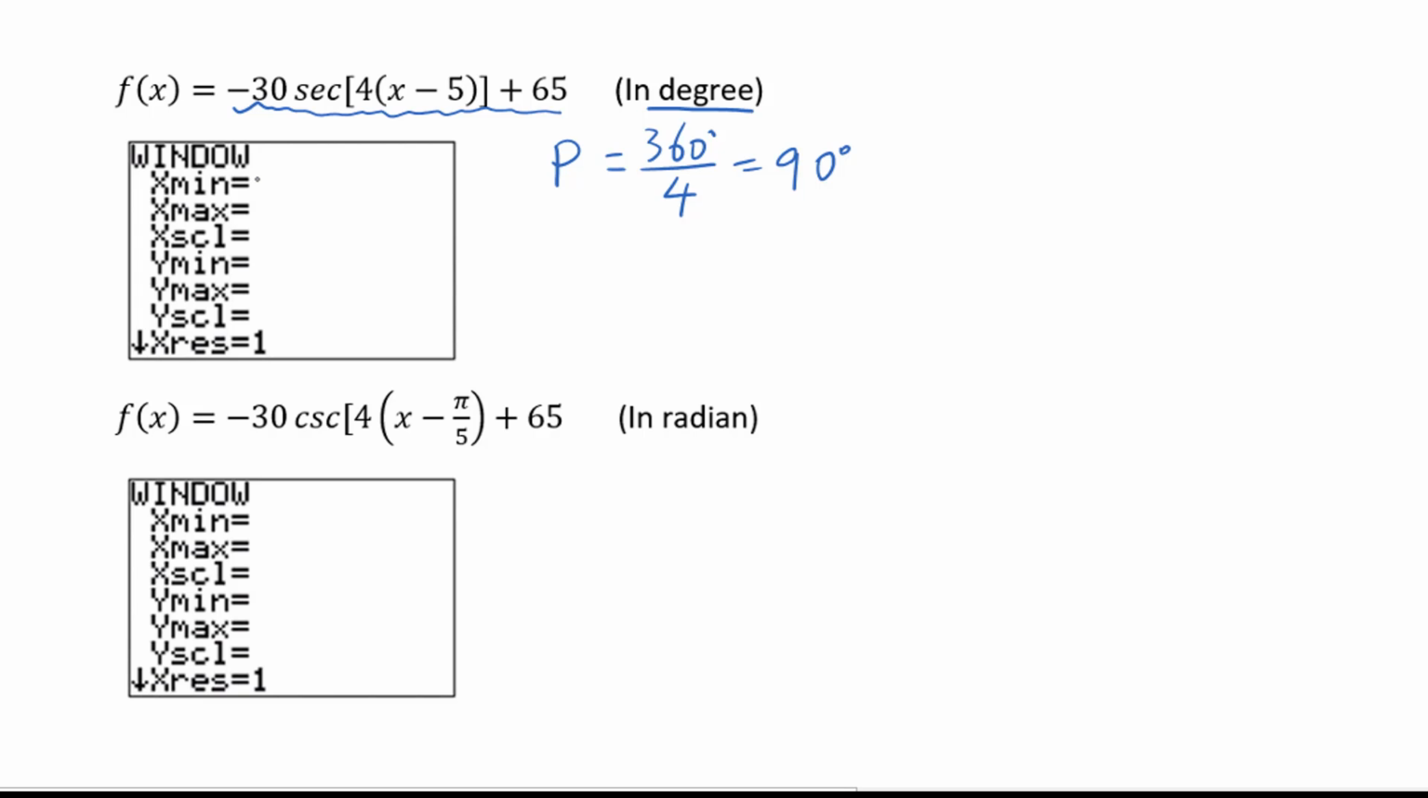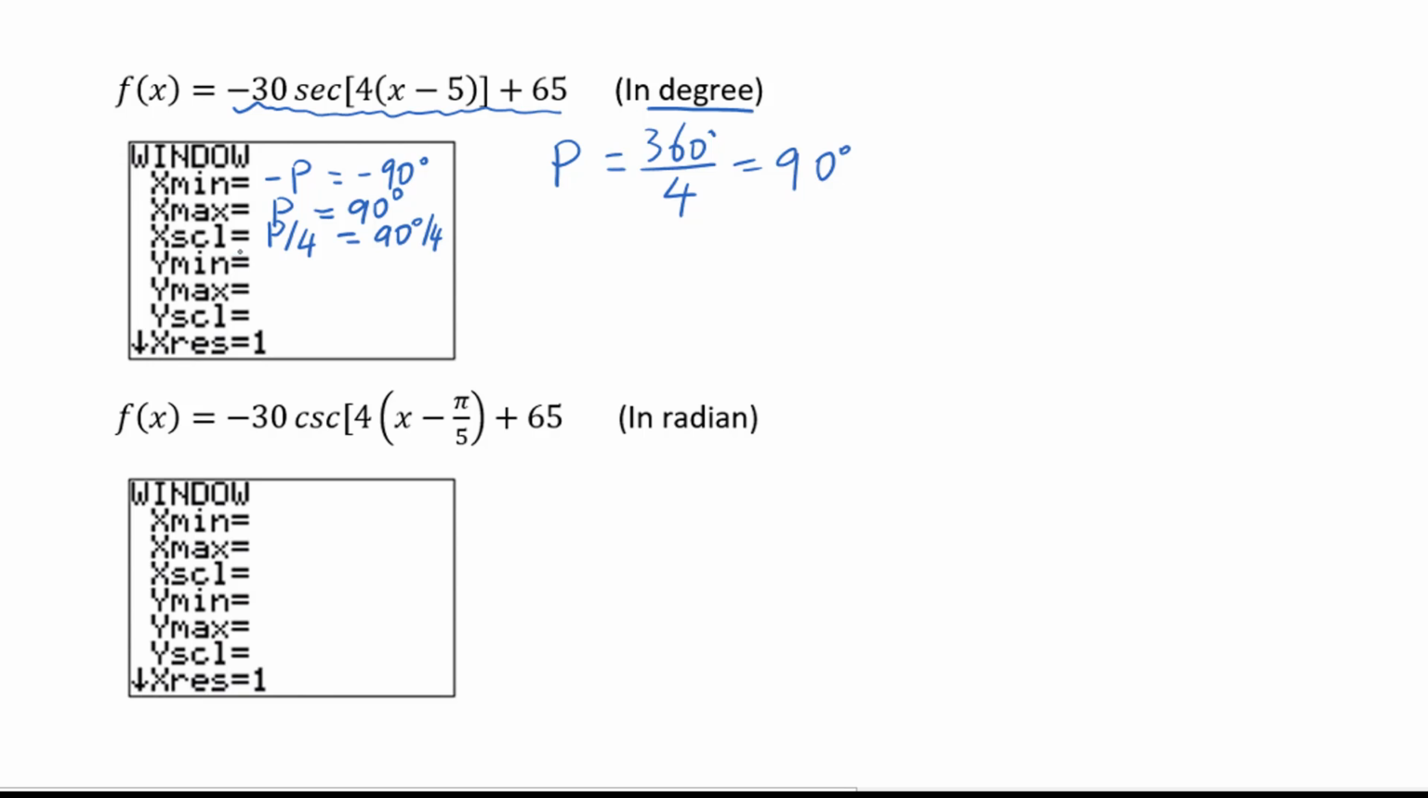So for x minimum, we will put negative p, which means negative 90 degrees. For x maximum, it is a positive p, a positive 90 degrees. For x scale, normally we will put the period over 4. So you will get 90 degrees over 4.